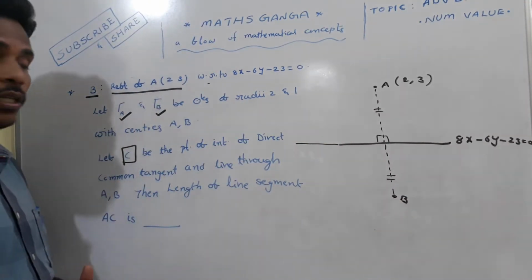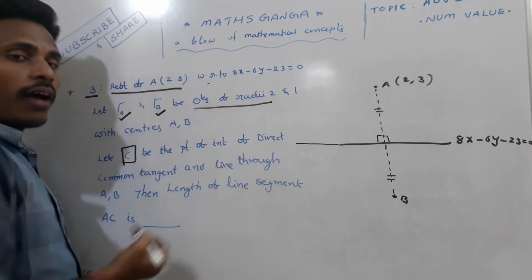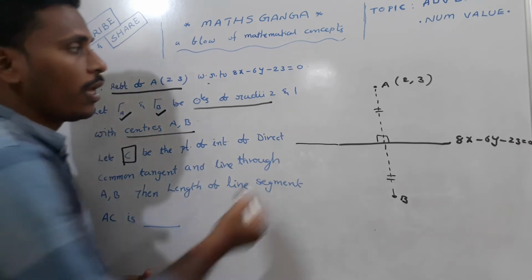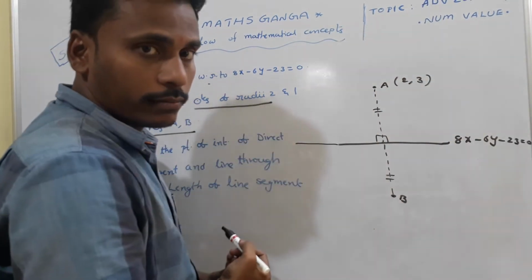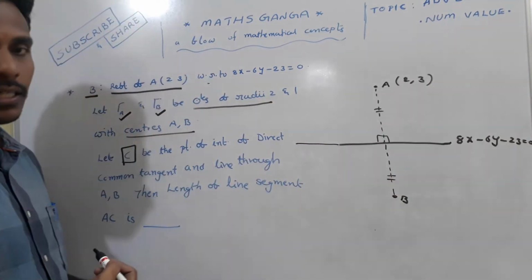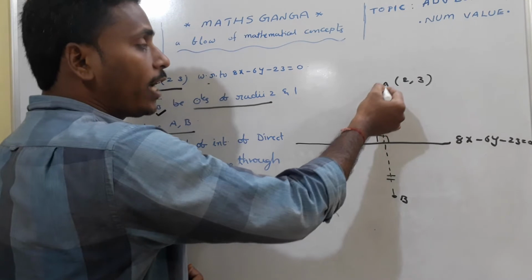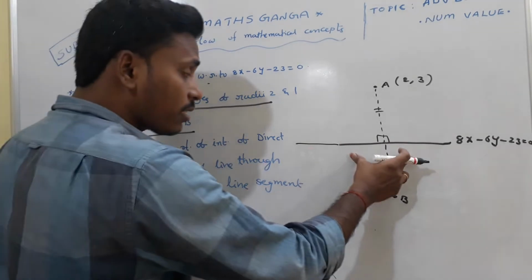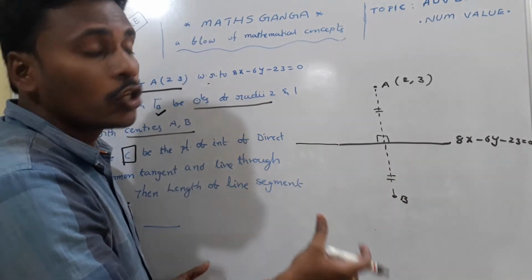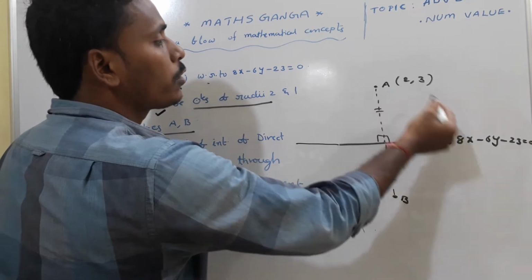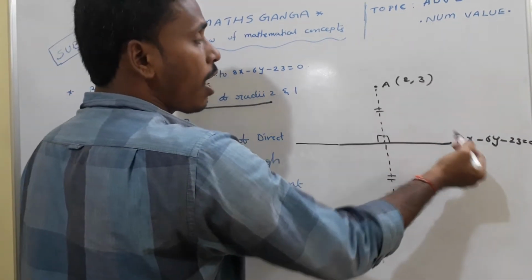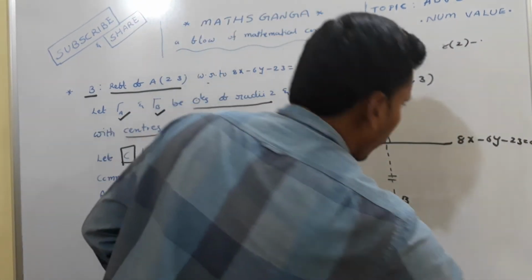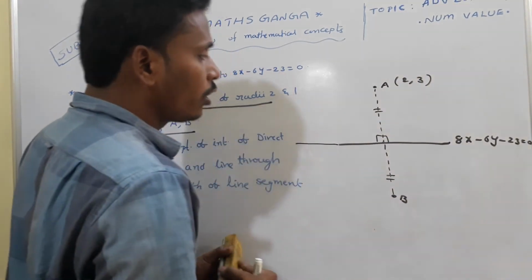Now what I am going to do is circles. I need to draw two circles of radius 2 and 1 with centers A and B. With A as center we need to locate one circle, and with B as center we need to locate another circle. If I draw a circle with A as center of radius 2, does it touch the line or not? To check, calculate the distance from this point to the line. The distance from (2, 3) to the line is nothing but what?